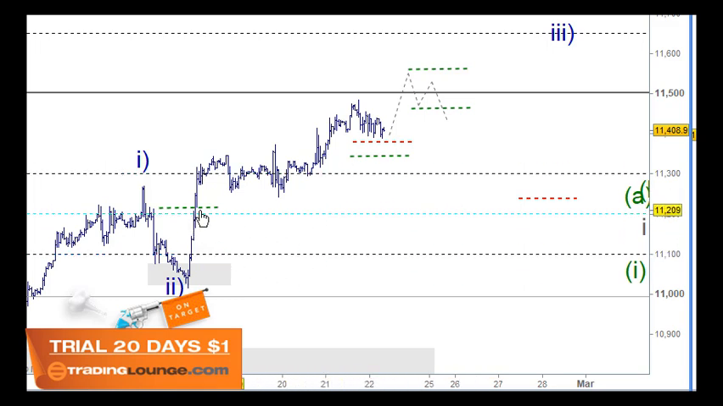We have been long from here, and I have moved the stop up from here into this current low area through here. We don't want to see the market move down any more than that, so that's going to protect our long position from there. But we could also look to short from that point as well.